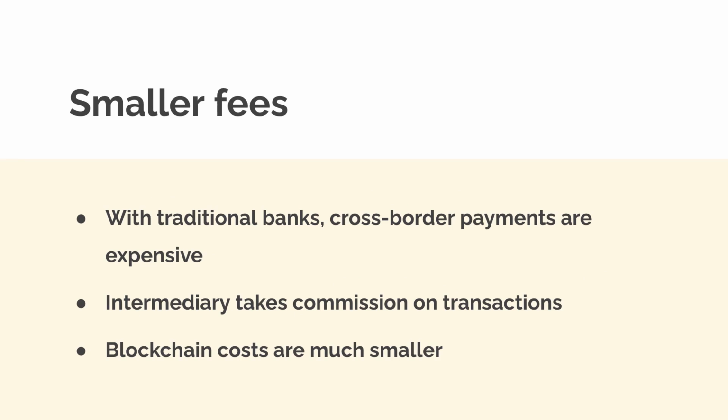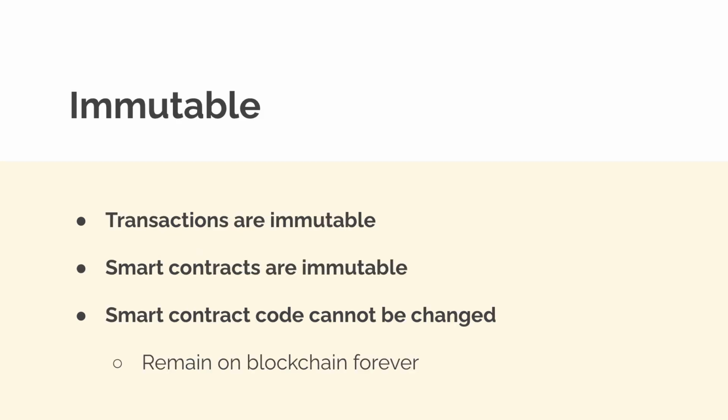As well, the Ethereum blockchain has much smaller fees for transactions, because with traditional banks, the transaction fees are high, whether that's just for a regular payment or with a cross-border payment, some kind of international transaction, where the fees just go higher. But with the blockchain, the fees are much smaller because there is no intermediary taking commission. So therefore, it's much more affordable to send payments on the blockchain.